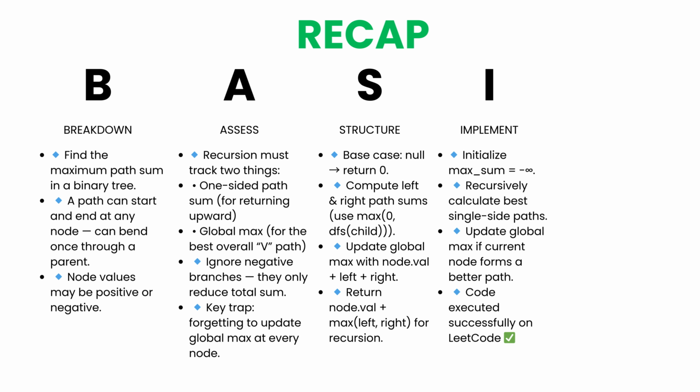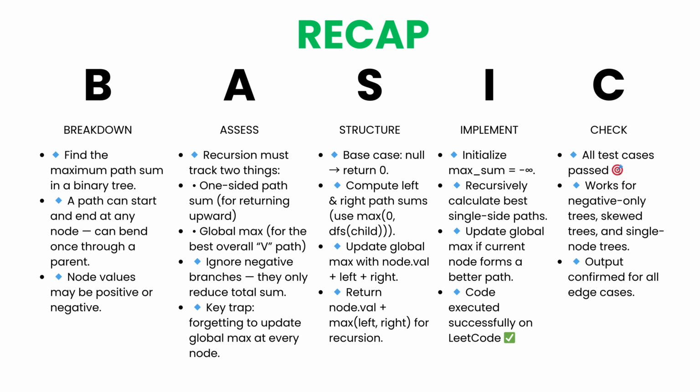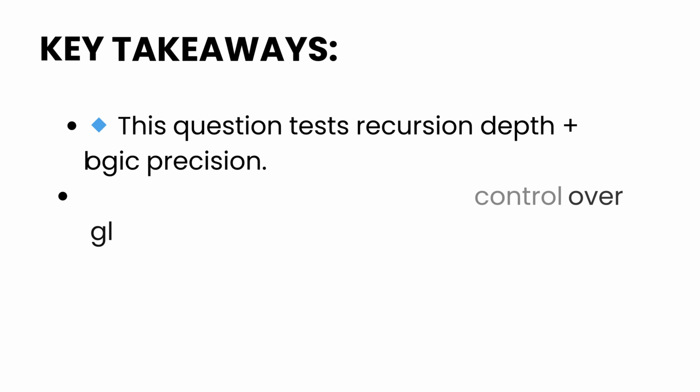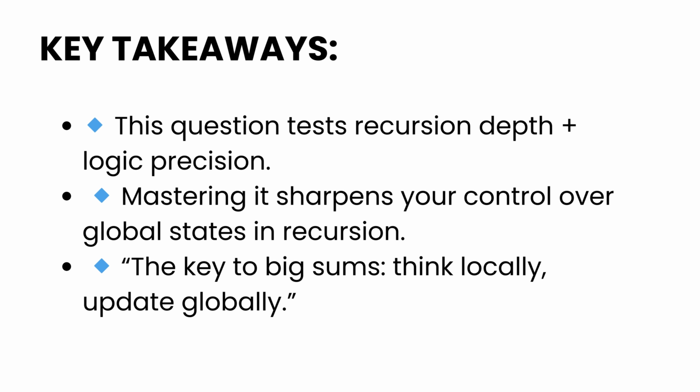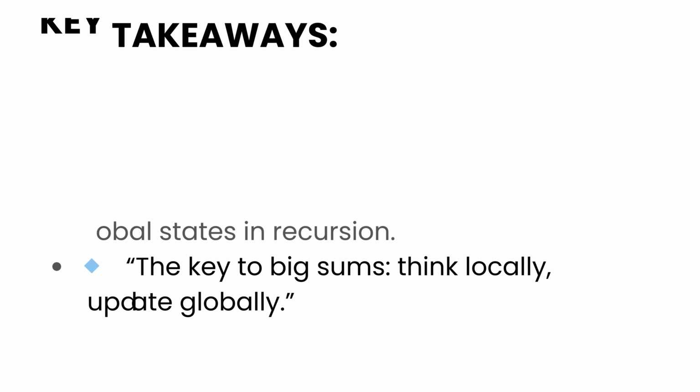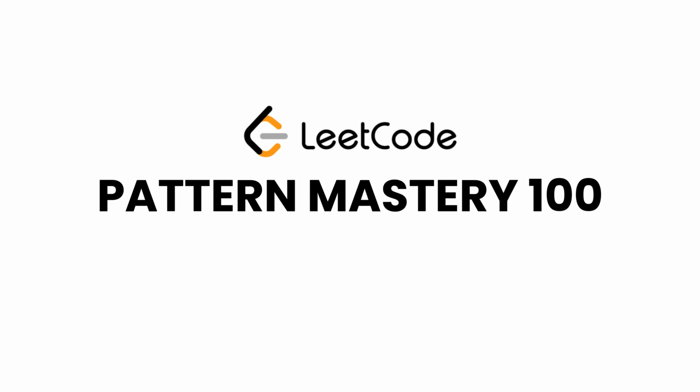We followed that plan end-to-end and ran it on LeetCode without errors. In tests, the approach captured both straight and bending paths correctly, handled all-negative trees by choosing the least negative node, and passed the edge cases. The takeaway: separate the value you return upward, single side, from the value you use to update the global best possible split. Master that distinction and the hardest tree DP style problems get much easier.